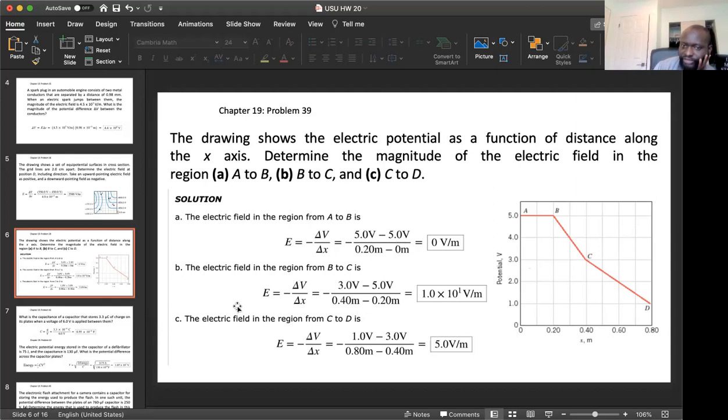And then the other one, electric field from B to C, the minus doesn't matter. As you can see, they just want the magnitude, so you don't care about the sign. So here is the bottom one minus the top one, 3 minus 5 over 0.4 minus 0.2 for this one. And then this one is 1 minus 3 over 0.8 minus 0.4. You get that one. And that just gives you the electric field magnitude.